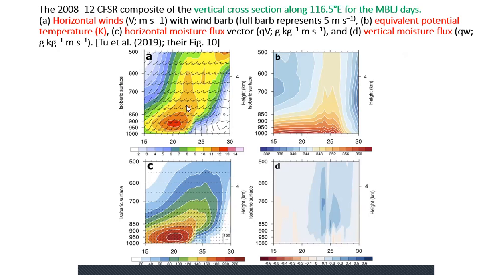And this is a composite showing the frontal structure, and this is equivalent potential temperature. So high equivalent potential temperature air is below 850 hPa and being affected by vertical upward motion by the secondary circulation associated with the sub-synoptic scale low-level jet. And in the meantime, you have moisture transport by the marine boundary layer jet to the frontal zone.